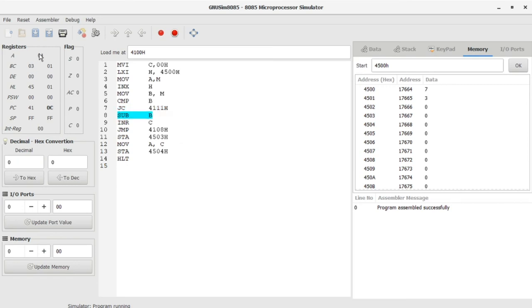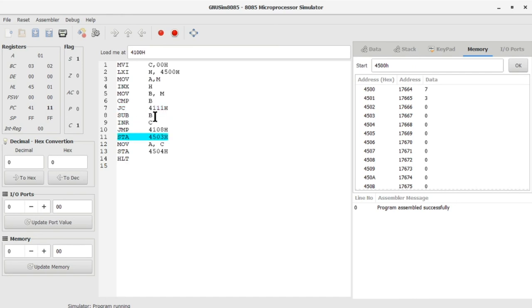Then you are subtracting B from accumulator, 4 minus 3, and it's stored in the accumulator, 1. Increment the C register again to jump to 4108 again. Now you compare, B register is greater than the accumulator. Okay, now B register is greater than the accumulator, so jump on carry.